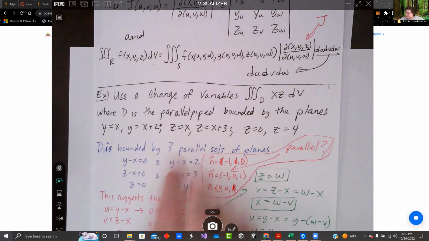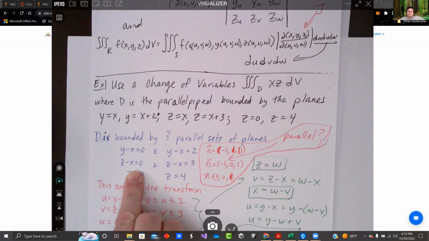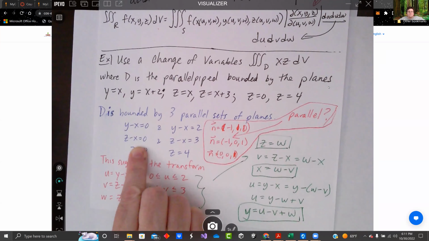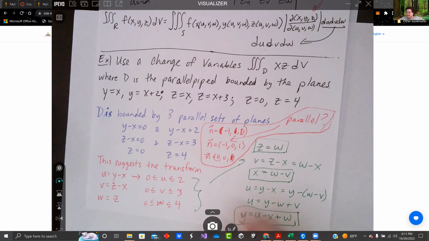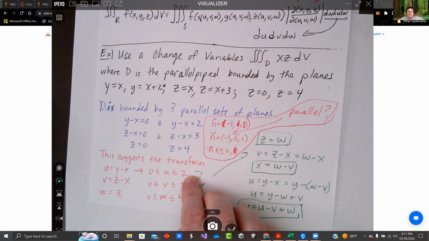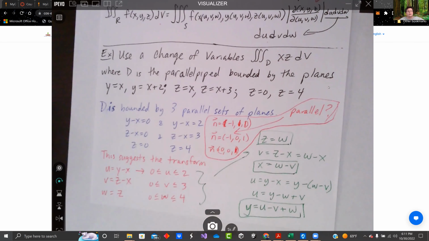These planes actually suggest the substitutions that I'm going to make. I'm going to say u equals y minus x, so then I just have u going from 0 to 2. I'm going to say v equals z minus x, so then I've got v going from 0 to 3. It's between those 2 planes. And w will just be z. And so w is going from 0 to 4, just like z did.